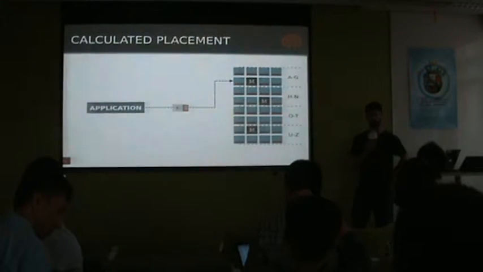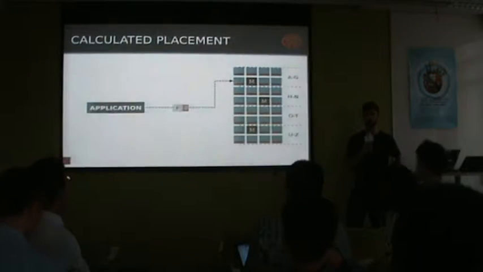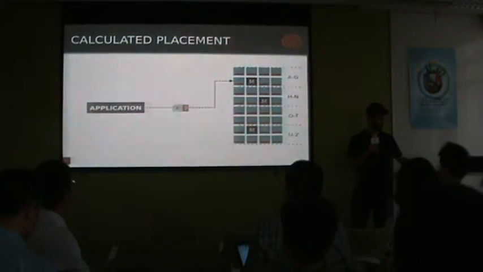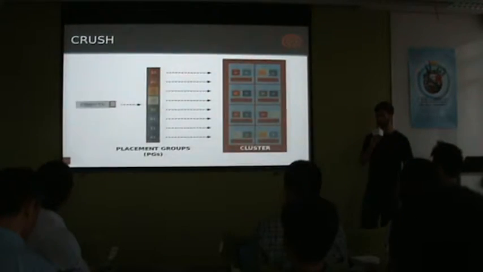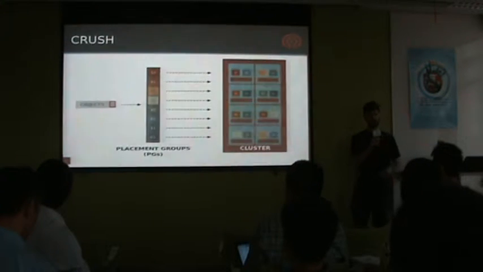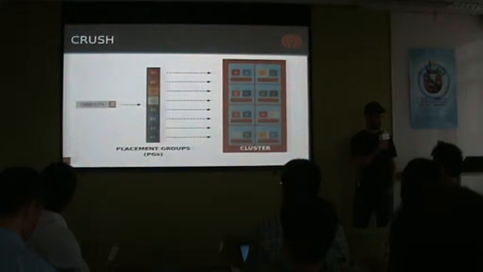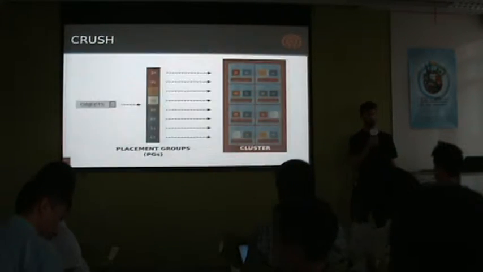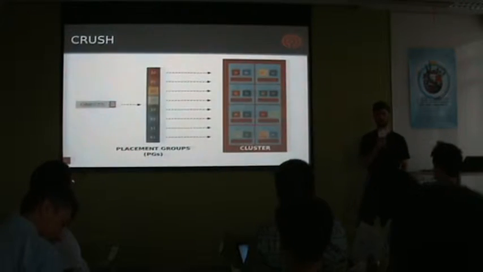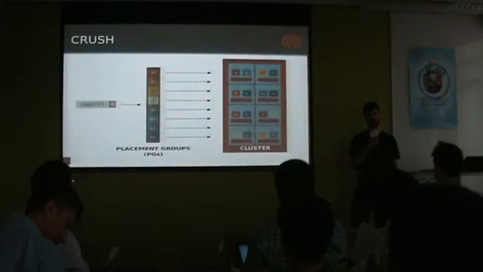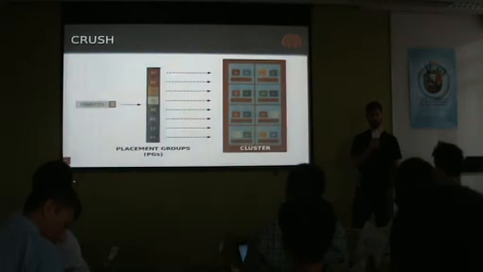So it would be better if the RADOS client could simply know where to find the data. And the way it does that is by using an algorithm called CRUSH. CRUSH takes a thing to be placed and a cluster map and outputs the location of the data. But instead of actually running the object name itself through CRUSH, we instead hash the object name, map it to a placement group, and then run the placement group through CRUSH.